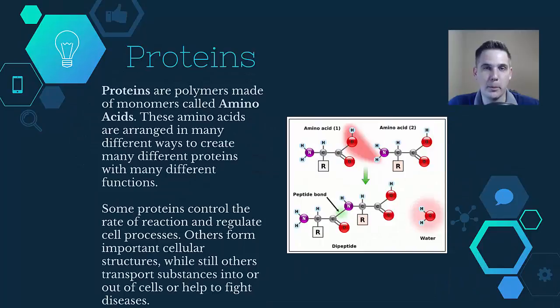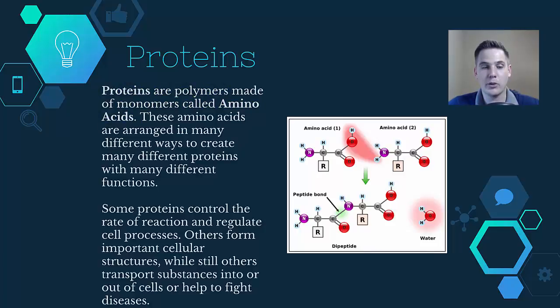The next macromolecule I'm going to talk about is proteins. Proteins are polymers, which are made of monomers called amino acids. This is an important term. You're going to see this come up again in future units. Amino acids are arranged in many different ways to create many different proteins with many different functions.